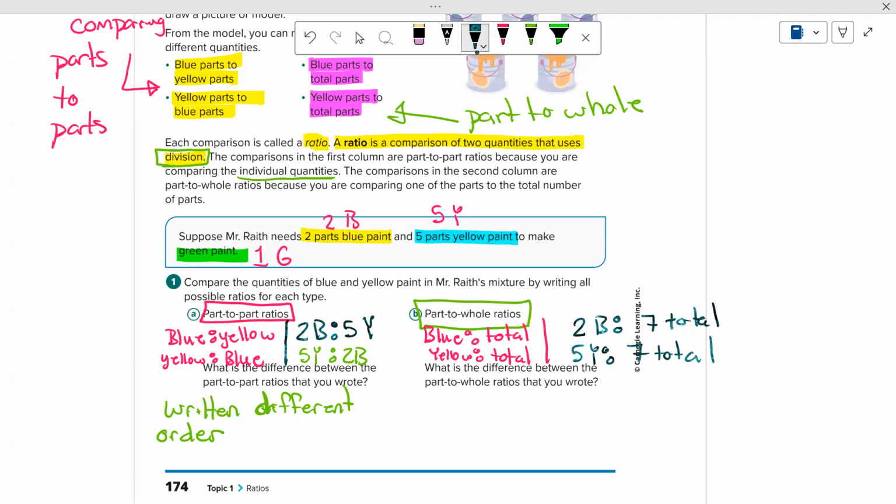Total just means you need to have the total amount of paint you're going to use. So we know the 7 really means 1 green, but we have to represent the total amount of paint that we're using. So what's the biggest difference between the part to whole ratios that we wrote? The only real big difference is the different numbers for the parts. That's the only real big difference.